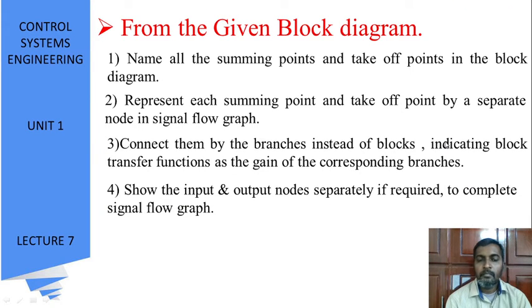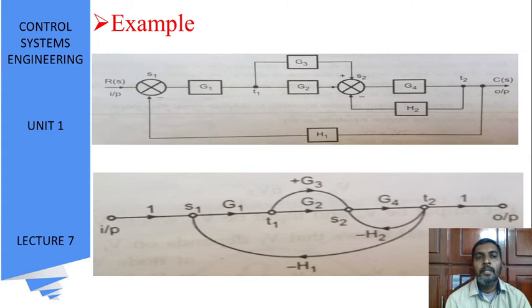Connect them by branches instead of blocks, indicating block transfer functions as the gain of corresponding branches. Show the input and output nodes separately if required to complete the signal flow graph. For example, here they have given a mechanical system like this. So by using this mechanical system, we need to generate a signal flow graph.